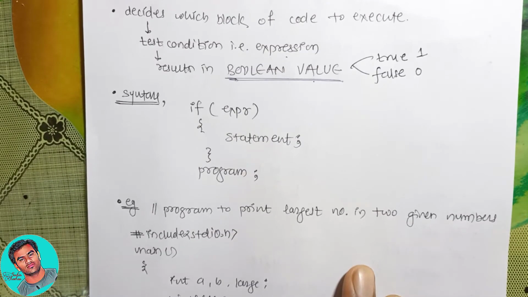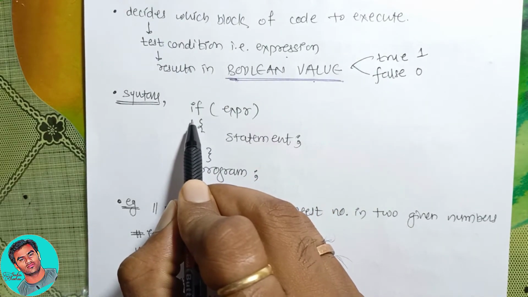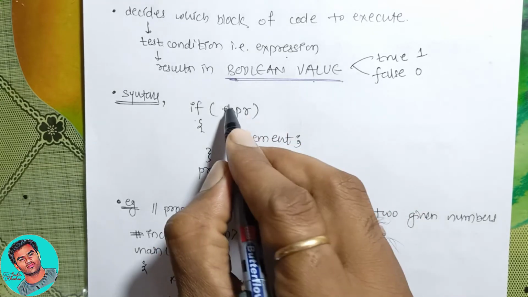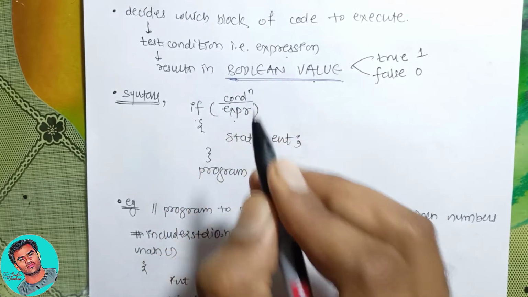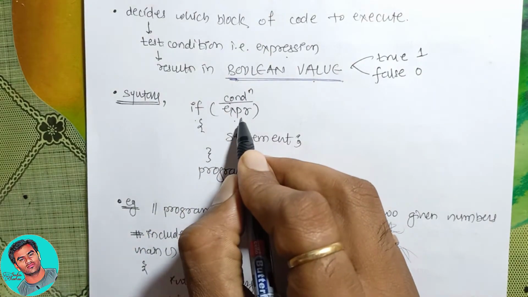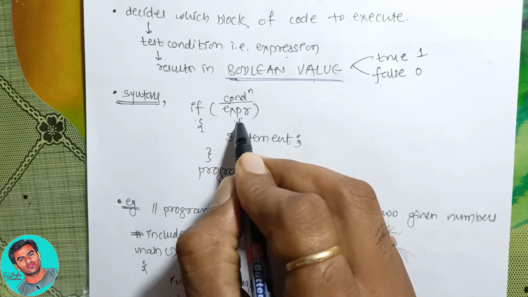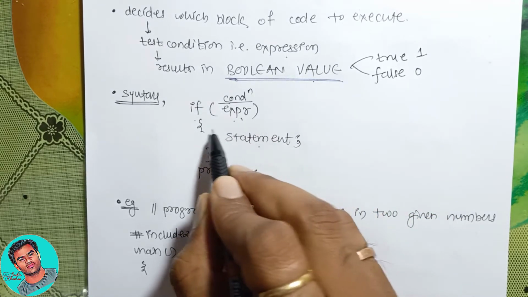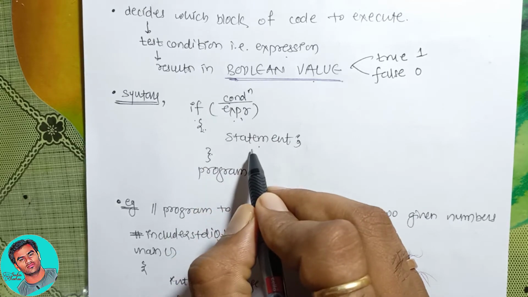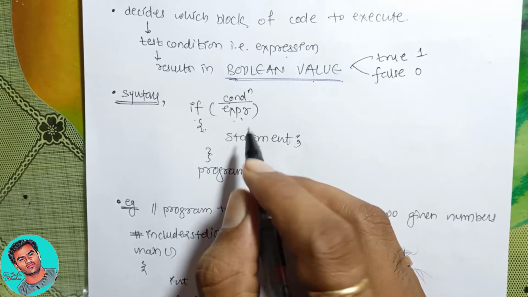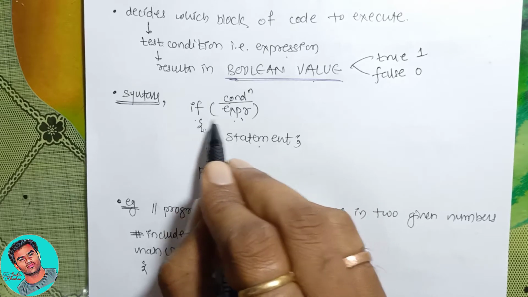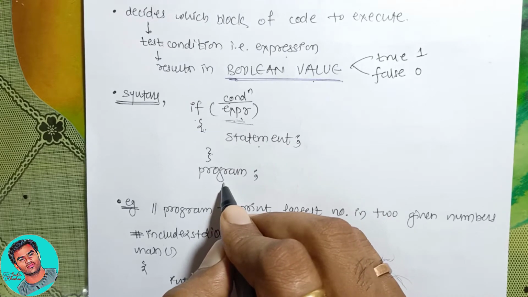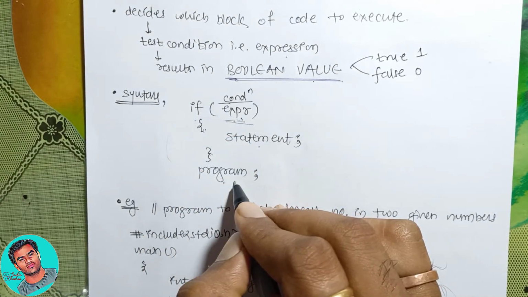So what exactly is the syntax of this if statement? The statement if comes with an expression, which is also called a condition. If this condition is satisfied, or if this condition is true, the block of statements in between these brackets gets executed. And if this condition is false, then the program flow goes directly to this program statement.